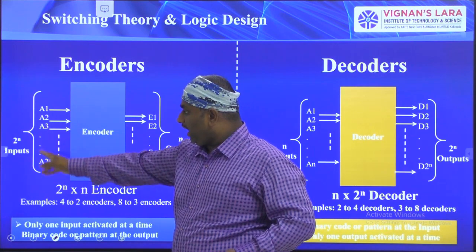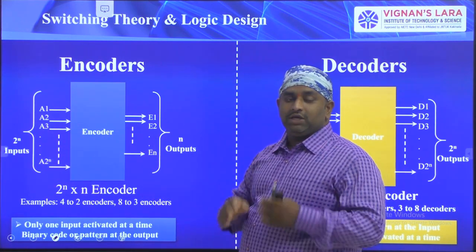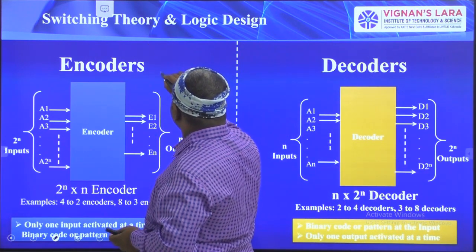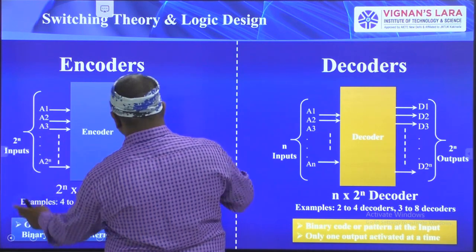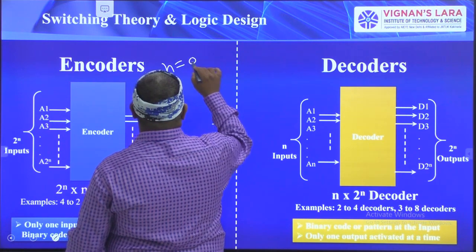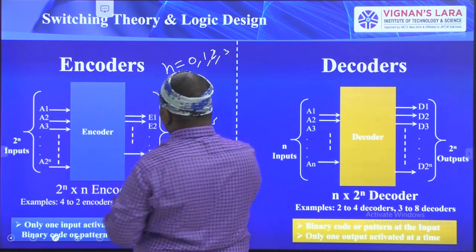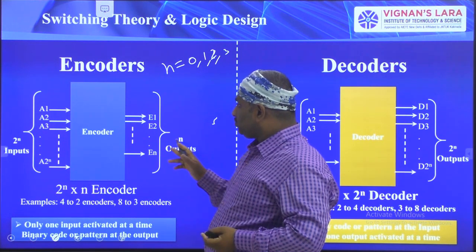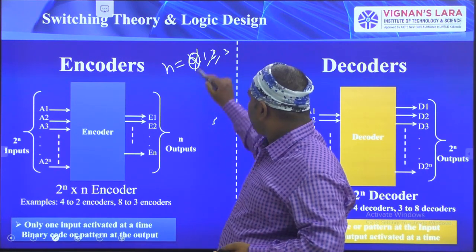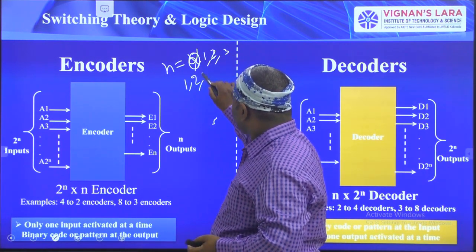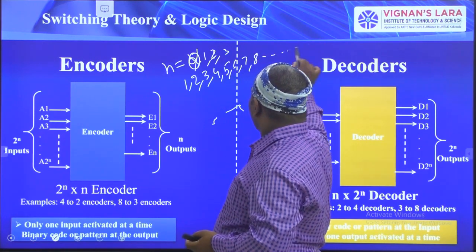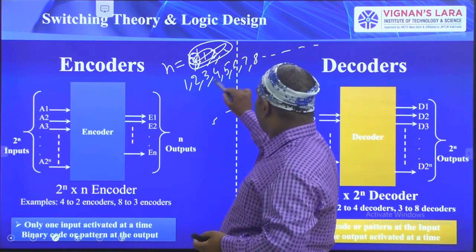So see here, we have 2 power n inputs and n outputs. Here n starts from 0, 1, 2, 3, like that you can give the value. Actually 0 is not valid in this condition. So you can take 1, 2, 3, 4, 5, 6, 7, 8, and so on. These are the values you have to consider.